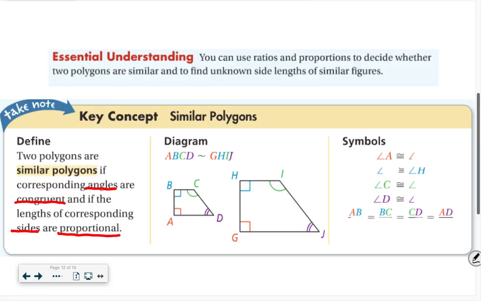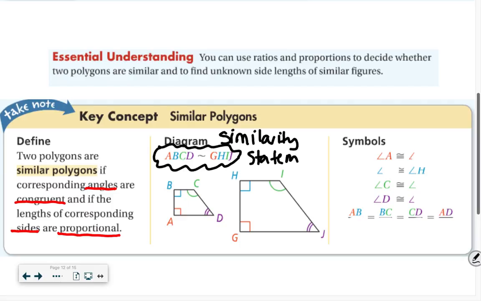So this thing right here is called a similarity statement. It's kind of like our congruency statement, where you can match up your angles by the letters, their place in their order, and you can do the same with sides, just like we could with our congruency statements, okay?